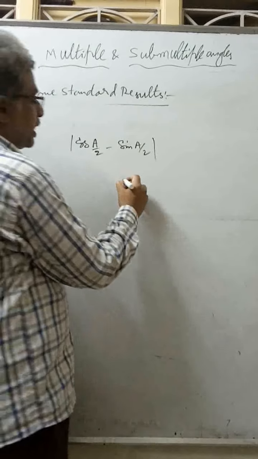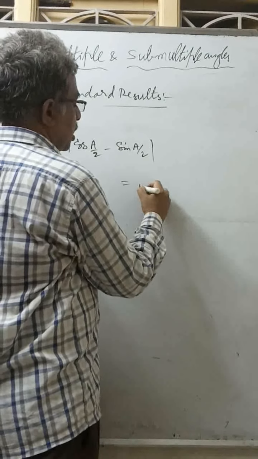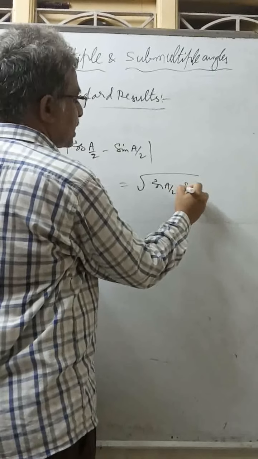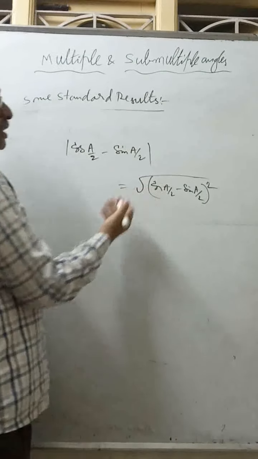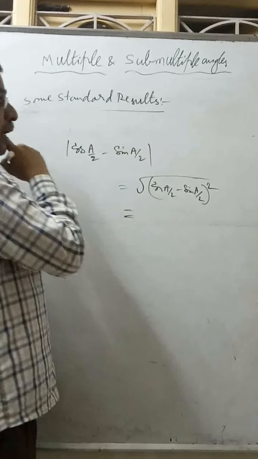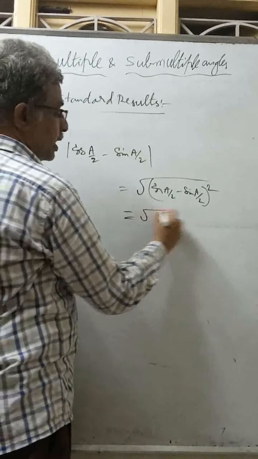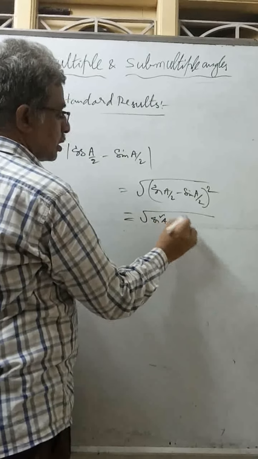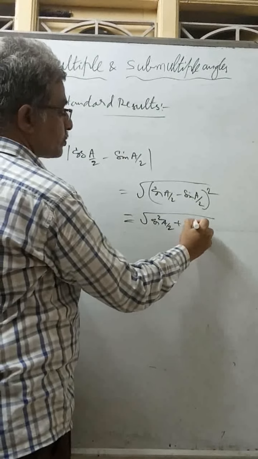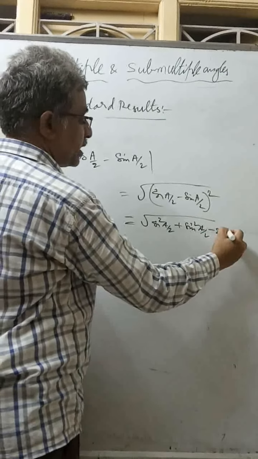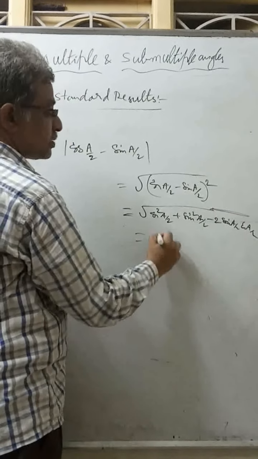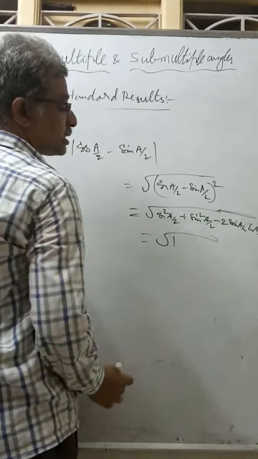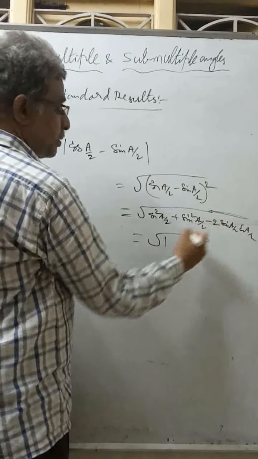Modulus of cos a by 2 minus sin a by 2 we can write as root of cos a by 2 minus sin a by 2 whole square. Root and square get cancelled, and the modulus only leaves plus or minus, since square means root. Now this I can write as a minus b whole square, a square plus b square minus 2ab, that is 2 sin a by 2 cos a by 2. Sin square plus cos square is 1, and this is 2 sin a cos a, which becomes sin 2a, that is 2 into a by 2, sin a.